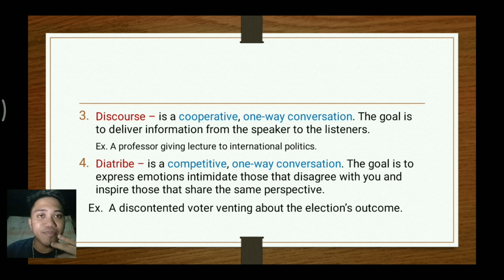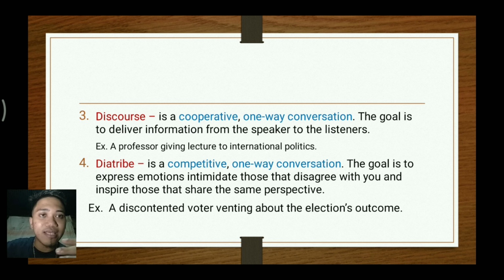So in this case, it is only a one-way conversation. Why? Because a certain speaker is the only one speaking. He is speaking, but the others are listening. So there is no conversation between the speaker and the receiver. So it is one way. For example, a professor giving lectures on international politics. So that is a discourse.